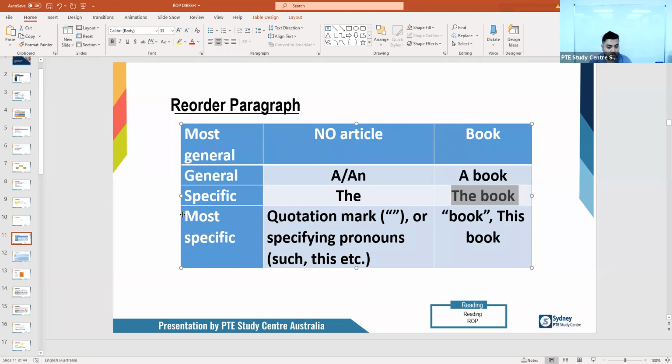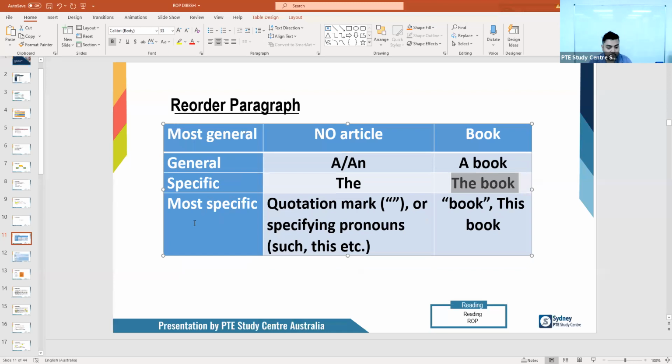And the last in the order is the most specific, which means it'll come last, and that will be within quotation marks or specifying pronouns such as this book, that book. So that will be last in the order because it's very specific. It's particularly talking about that book. So the flow of the sentences will be from most general to most specific in the order: first book, which comes without the article. Second will be a book with article a or an. That's called the general. And the third will be just with the specifics. And the fourth one will be most specific with the quotation mark and specifying pronouns like this, that, etc. Okay.